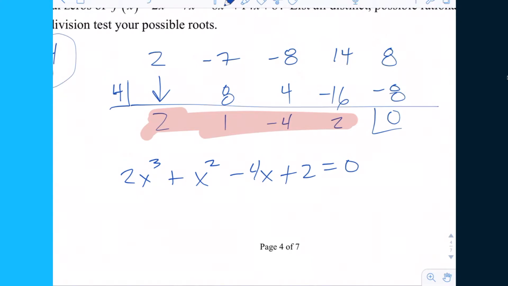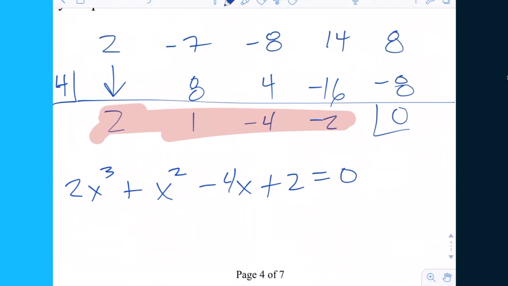Yes? It should be -2. I went too hasty. There we go. Thank you. So any values that work now are going to be factors of -2 over factors of 2.